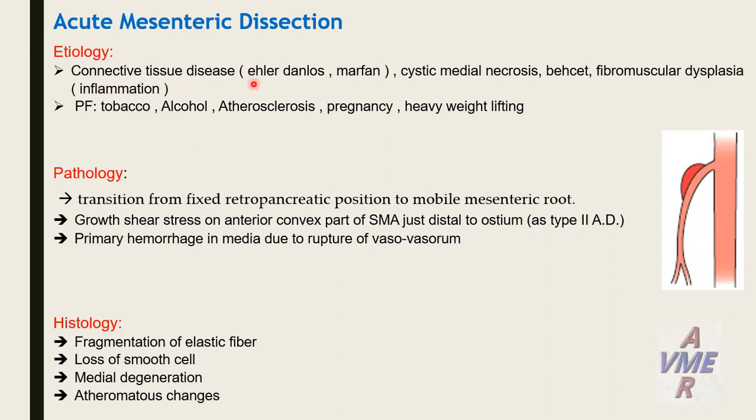Etiology: connective tissue disease, cystic medial necrosis, inflammation. What are the predisposing factors? Tobacco, alcohol, atherosclerosis, pregnancy, heavy weightlifting. What's the pathology? Transition from a fixed retropancreatic position to a free mobile mesenteric route. Growth and shear stress on the anterior convex part of the superior mesenteric artery just distal to the ostium. Primary hemorrhage due to rupture of the vasa vasorum.